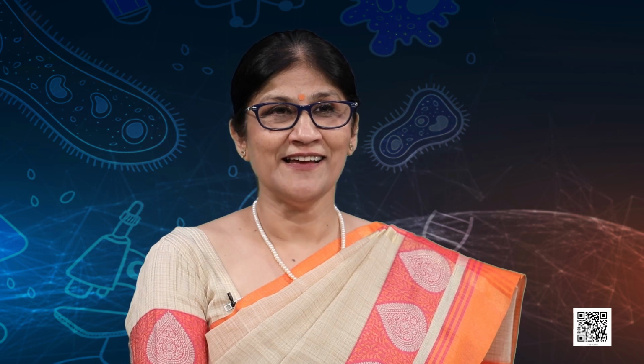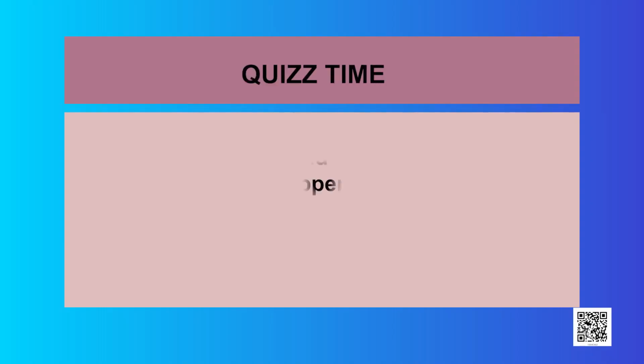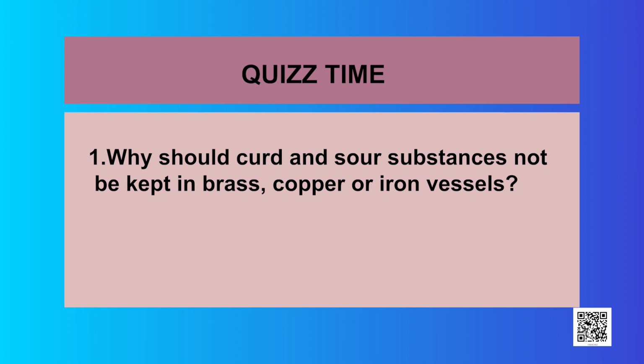But a scientist has to ask questions. Okay? And it is not only about asking questions, you have to also spend some time in finding answers to those questions. Okay? So, now I know, and you also know, in a pure iron utensil or a copper utensil, you should not put curd or lemon, etc., because these are acidic substances and they will react with metals. So, the quiz was, why should curd and sour substances not be kept in brass, copper or iron vessels? You have the answer now.